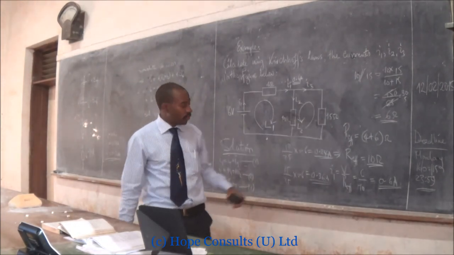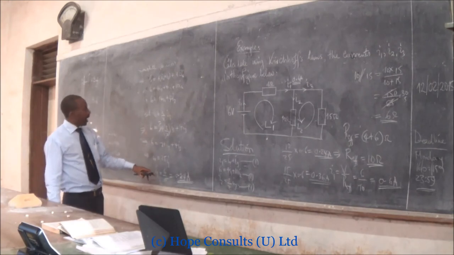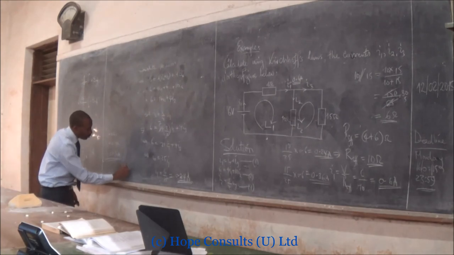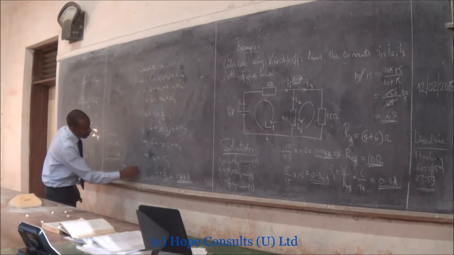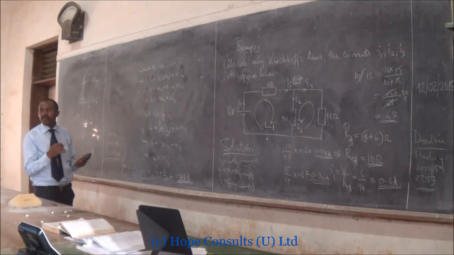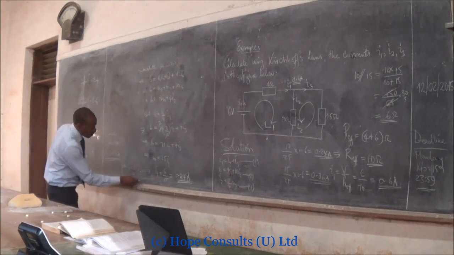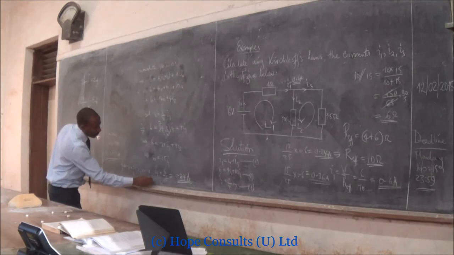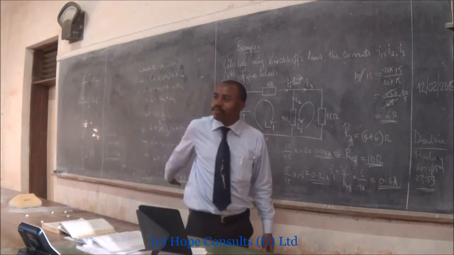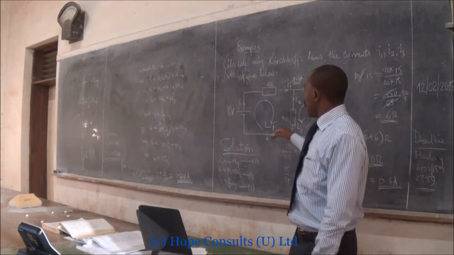Good idea. So I now have I3. I can get I2 from I2 equals 3 over 2 I3. This would be equal to 3 over 2 multiplied by 0.24. So that is 0.12 times 3, which is equal to 0.36 amps. If you still have any issues with Kirchhoff's laws, how to use the loop analysis.